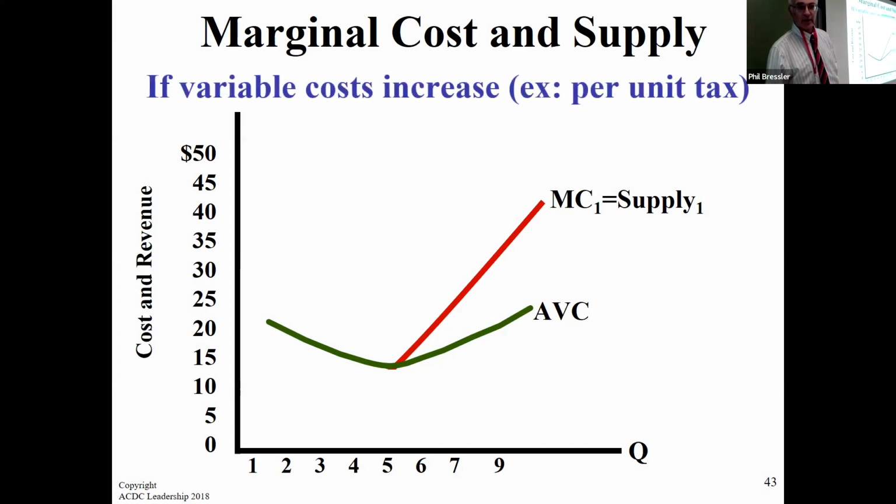Now we're going to get a little tricky. So, we got an excise tax on this firm. How am I going to show it? Shift the MC supply to the left. Okay, I'm going to shift the MC left. So is that all I got to do?